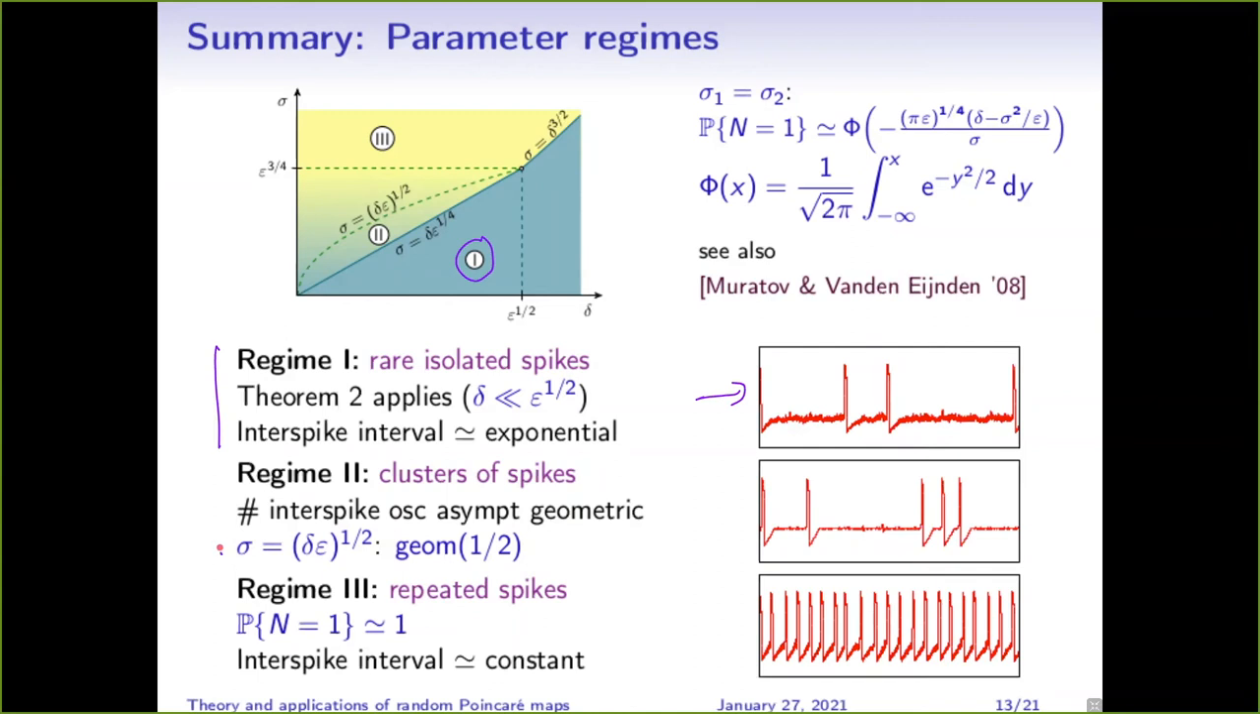And now, as I just told you, when I increase the noise intensity, I have a transition. There's an article by Muratov and Vanden-Eijnden where, by formal computations, they analyzed quite a lot of different regimes. And they said, okay, there are clusters of spikes. Actually, it's maybe not really right to speak of clusters of spikes, but what happens is that the parameter of my asymptotically geometric interspike interval, which was very small in regime one, becomes of order one. In particular, on this curve here, sigma equals square root delta epsilon, it's equal to 1/2. And when you increase the noise intensity still further, it becomes very likely to spike, as I showed you on the previous graph, and then you're spiking all the time and you don't really see anything geometric anymore.